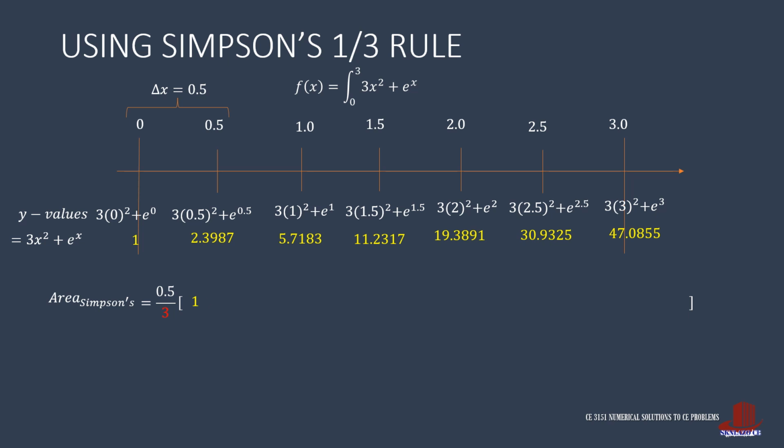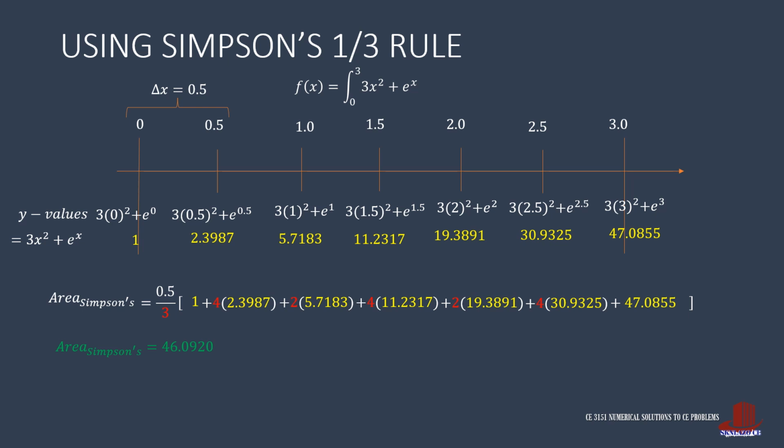Add to this 4 times of 2.3987, then twice of 5.7183. Follow this up with 4 times of 11.2317, then twice of 19.3891. Then again, 4 times of 30.9325, plus the last y value of 47.0855.